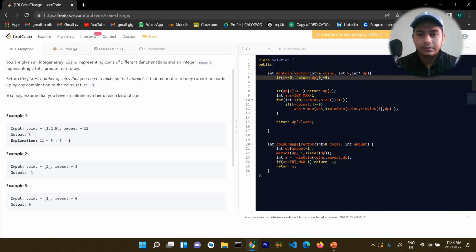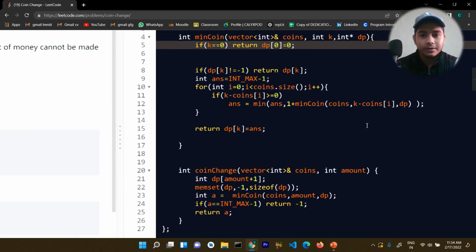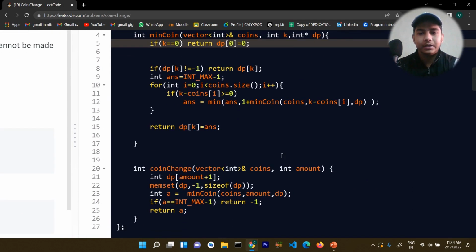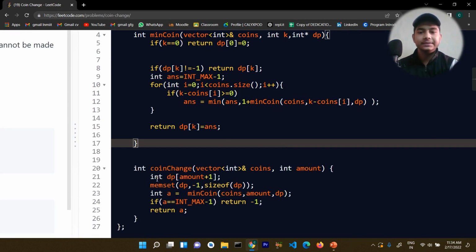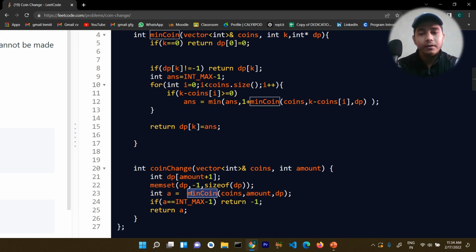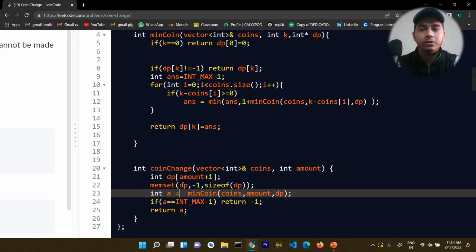Right, so here we are. Here you can see what you have done is, first we have used a DP array. In this DP of amount + 1, you have initialized the DP to -1, right? So this is basically the memoization technique that we will be using. After that, you have called the minimum coin function and returned the value of a, right? So now let's head over to the min coin function.